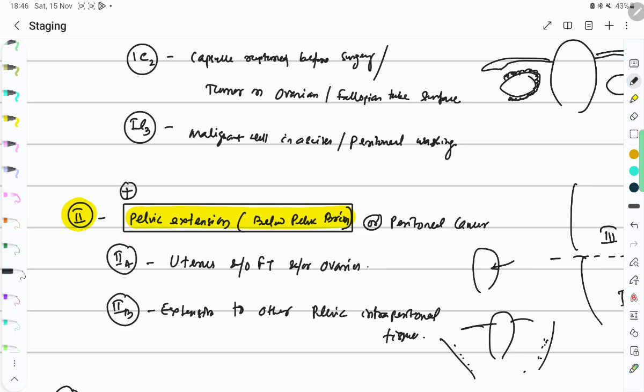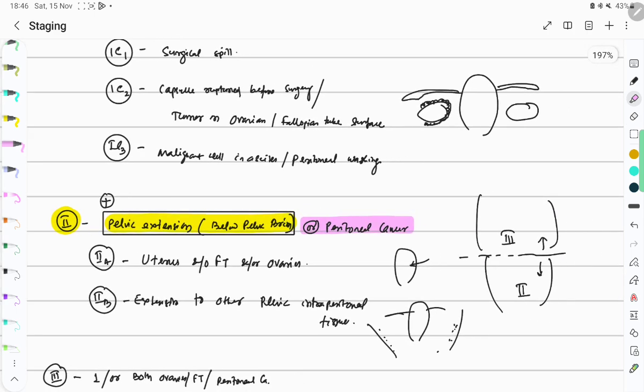pelvic extension. That means it is below the pelvic brim. Pelvic extension or peritoneal cancer, that is below the pelvic brim. So if it is involving below the pelvic brim, then it is stage 2.